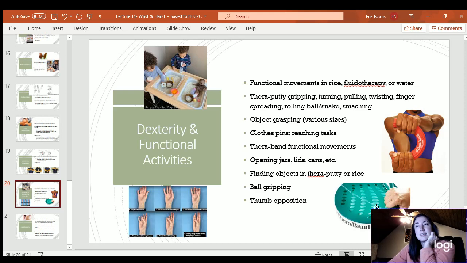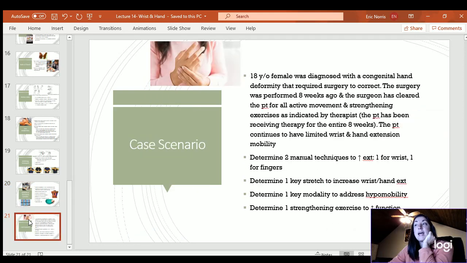So we will practice some of this, and we will go over the case scenario in lab. And if you have any questions, please let me know. That is the end of our lecture today.